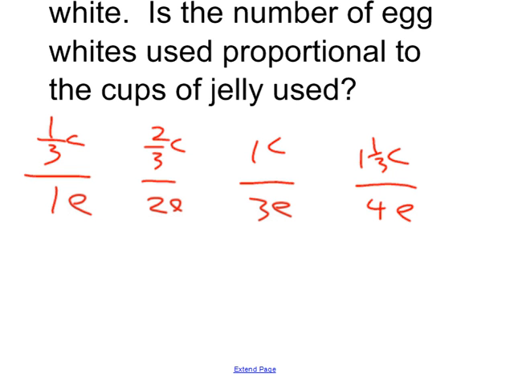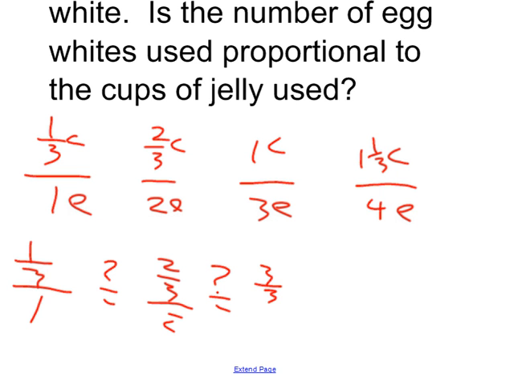I need to look at this ratio and see if it's the same. In other words, is 1/3 to 1 equal to 2/3 to 2? And is that equal to 3/3 of a cup, or 1, to 3 eggs? And is that equal to 1 1/3, or 4/3 of a cup, to 4 eggs? So I want to reduce each of these ratios and see if they are in fact equal.